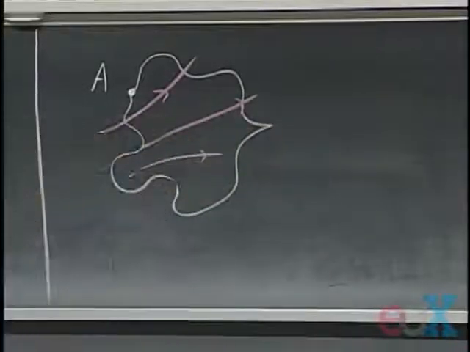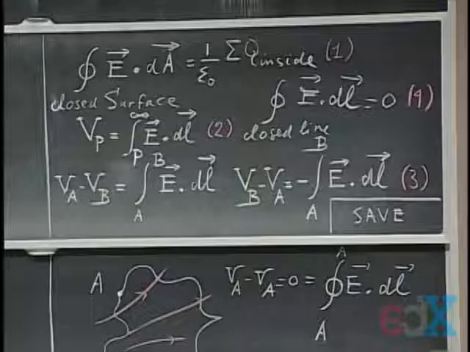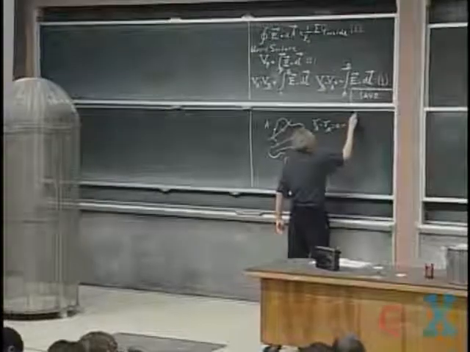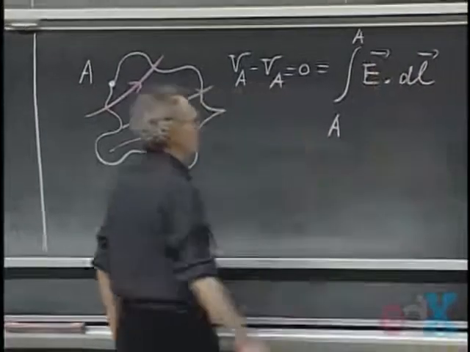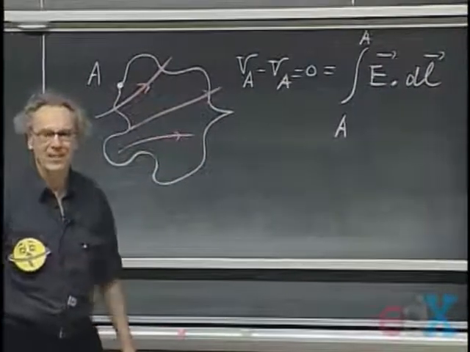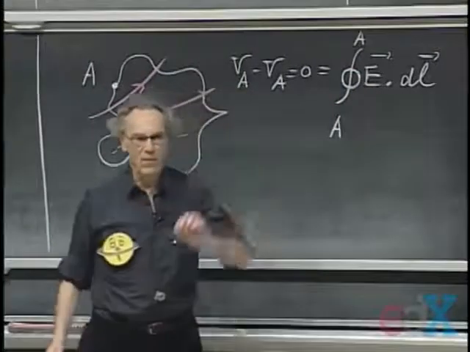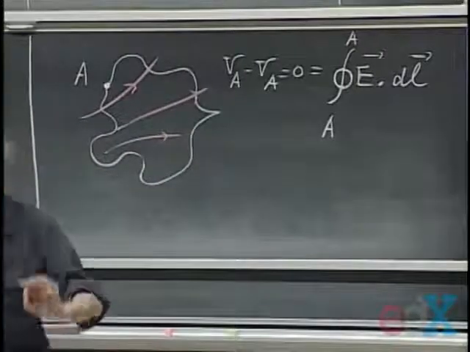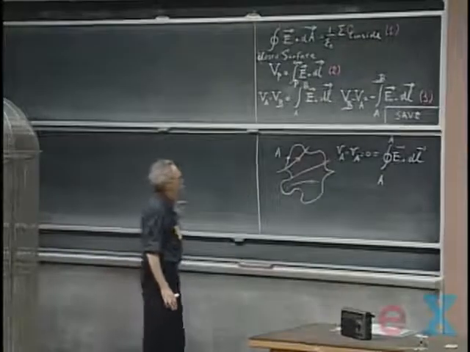It's clear when you look at equation number 3 that the potential difference between point A and point A is obviously zero. I start at point A and I end at point A, and that is the integral going from A back to point A of E dot dl, and that then has to be zero. And we normally indicate such an integral with a circle, which means you end up where you started. This is a line now. This is not a closed surface, as we had in equation 1. This is a closed line.